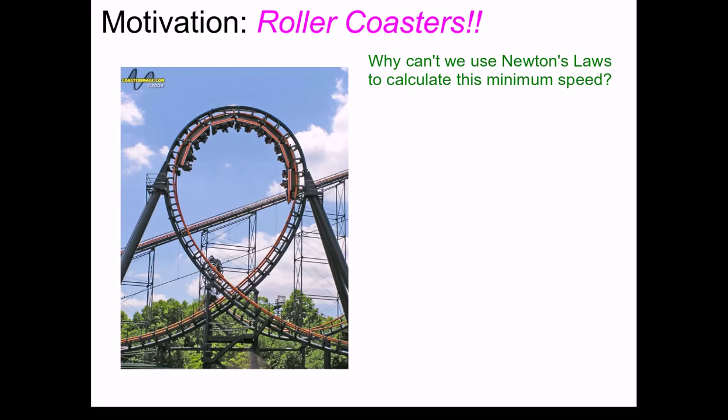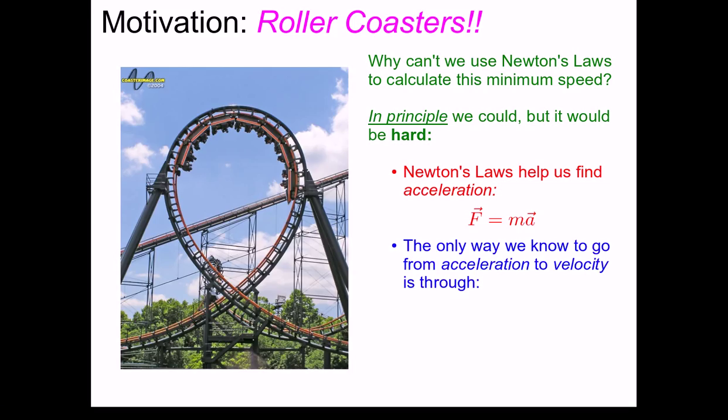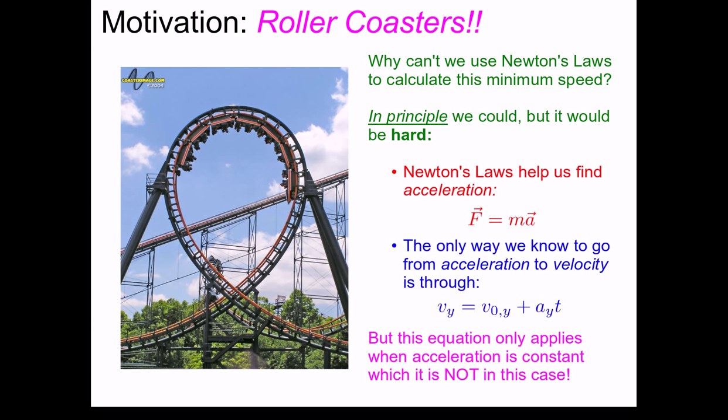Couldn't we use Newton's laws to solve for this speed? Well, in principle we could, but it would be really hard. To see why, let's think about Newton's laws. Newton's laws help us find acceleration via F equals ma. And we're looking for a minimum speed. The only way we know how to connect acceleration and velocity is through our kinematic equations, such as this one. But we can't apply those kinematic equations here because the acceleration of the car isn't going to be constant. So, we need some new techniques and some new methods to solve problems like this.